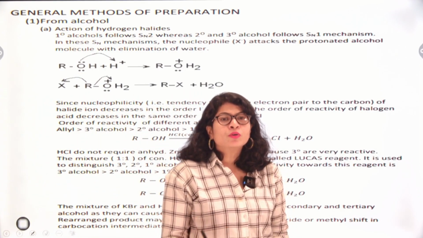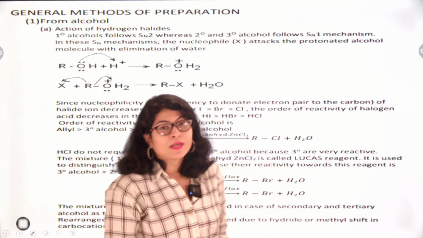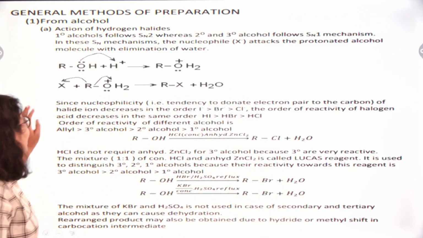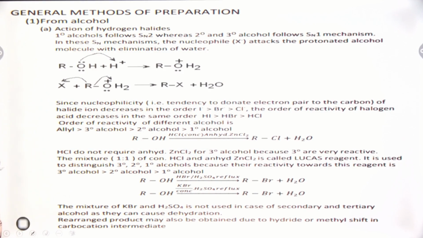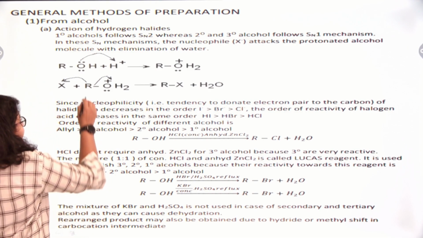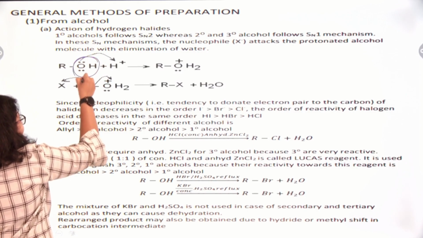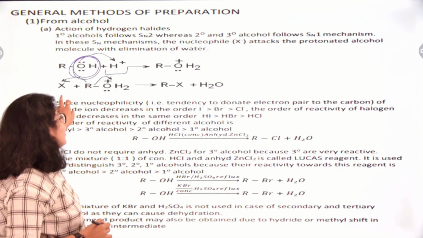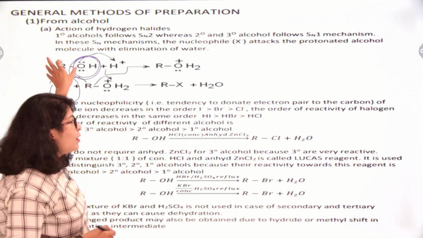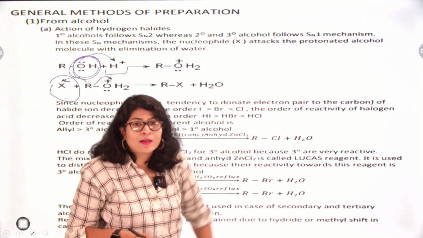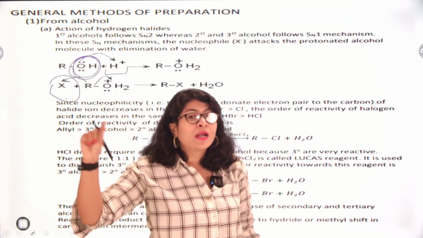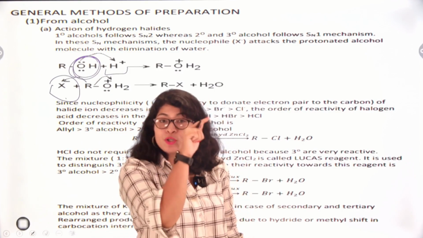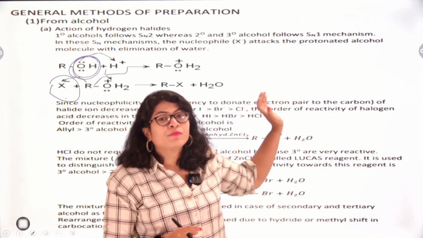Now we will move on to the general methods of preparation of alkyl halides. The first one is from alcohols. First is acid catalyzed reaction, where alkyl halides can be prepared when the ROH or alcohol in the presence of H+ reacts with a halide ion. The halogen part will substitute the OH- to give you an alkyl halide.